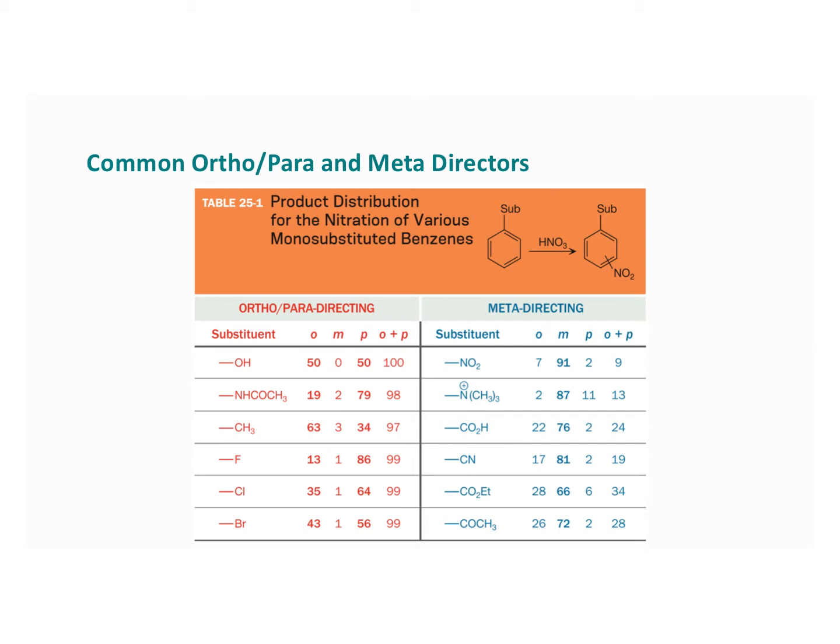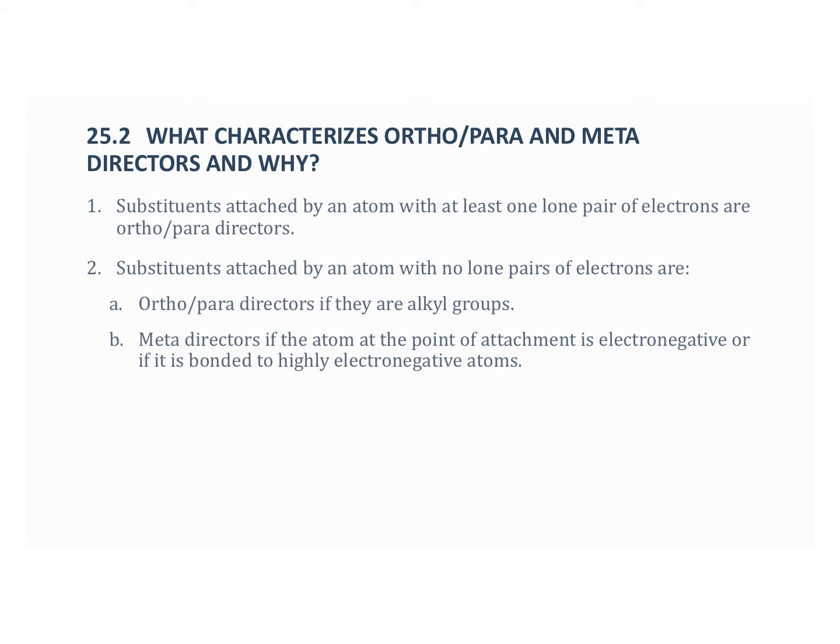In the next section, what we're going to look at is why these substituents have the effects on the regiochemistry that they do. So, when we look at table 25.1, you can just flip back. I can't, but you can, right? Substituents that are attached by an atom with at least one lone pair of electrons are ortho-para directors, okay?